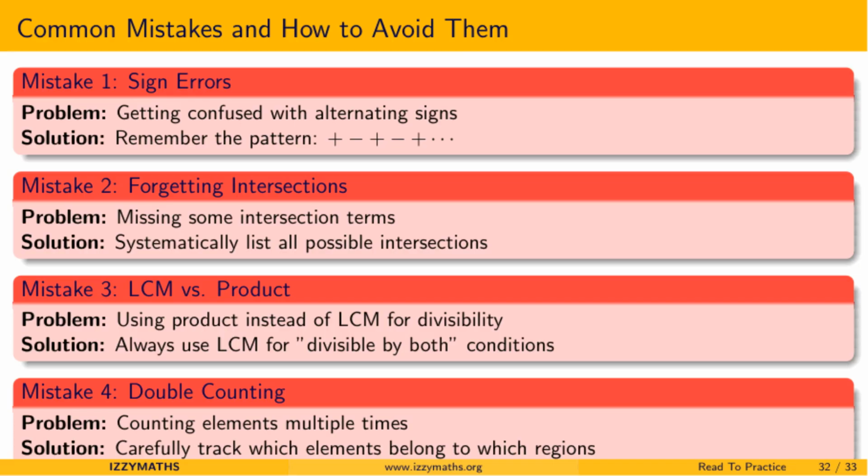Mistake 3 is using products instead of LCM for divisibility problems. Always use LCM for divisible by both conditions. Mistake 4 is double counting, where elements get counted multiple times. Carefully track which elements belong to which regions. These mistakes are easily avoided with systematic approaches and careful verification using alternative methods like Venn diagrams.